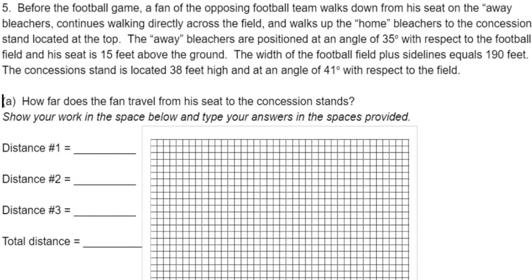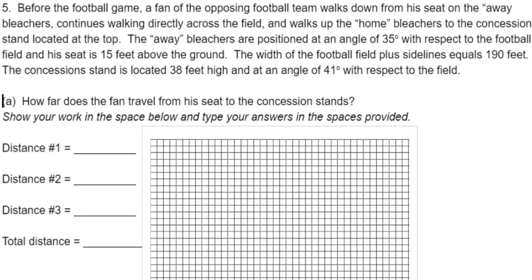Okay, continuing our discussion of vector addition by components, we're going to take a look at number 5. So here we have, before the football game, a fan of the opposing football team walks down from his seat on the away side bleachers, continues walking directly across the field, and walks up the home bleachers to the concession stand located at the top.